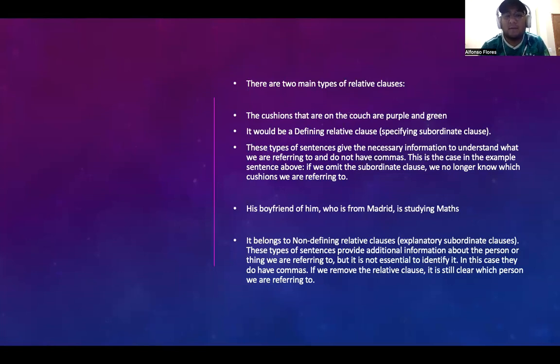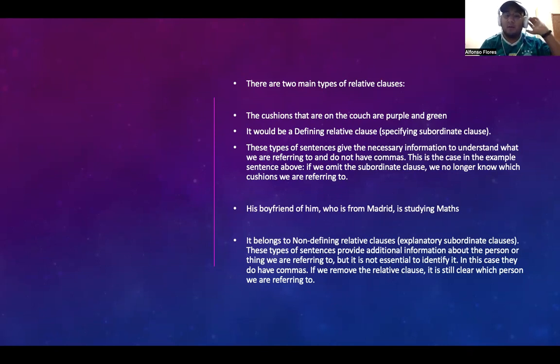The cushions that are on the couch are purple and green is a defining relative clause, a specific subordinate clause. These types of clauses give the necessary information to understand what we are referring to and do not have commas. This is the case in the example sentence above. If we omit the subordinate clause, we no longer know which cushions we are referring to.